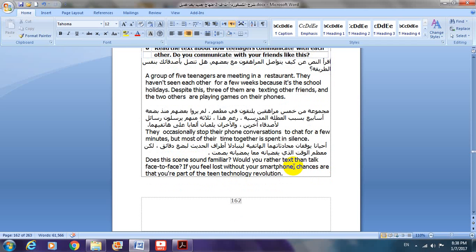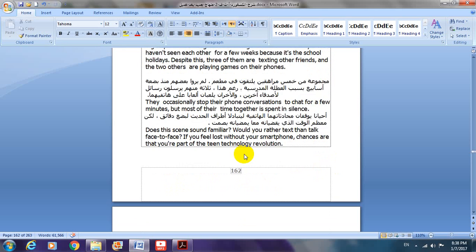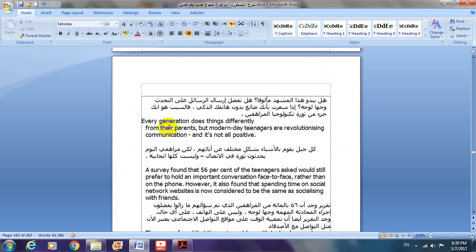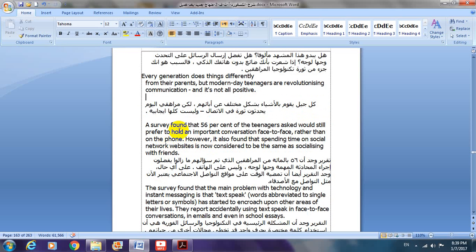Would you rather text than talk face to face? If you feel lost without your smartphone, chances are that you are part of the teen technology revolution. Every generation thinks differently from their parents, but modern-day teenagers are revolutionizing communication, and it's not all positive. A survey found that 56% of the teenagers asked still prefer to hold an important conversation face to face rather than on the phone.